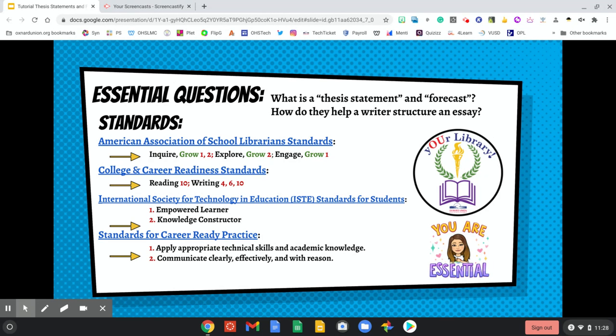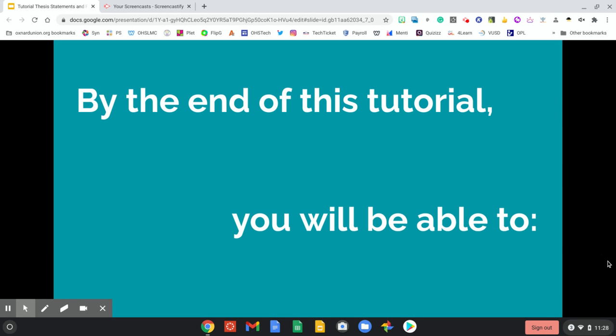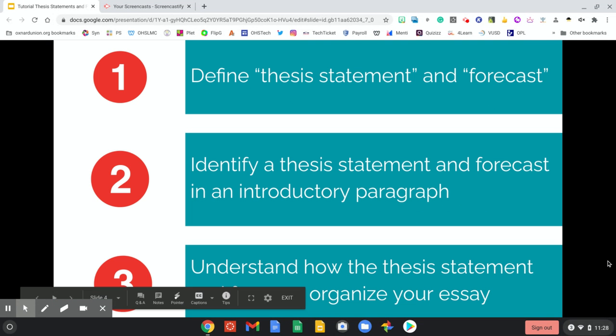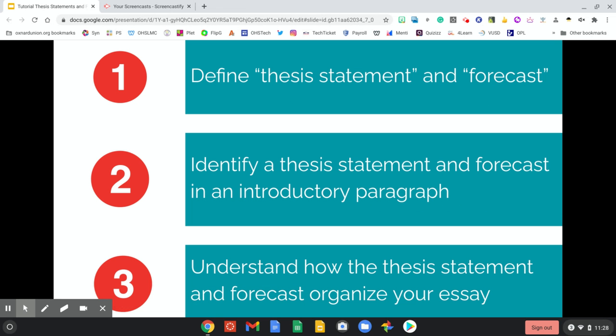The essential questions for this tutorial are: what is a thesis statement and forecast, and how do they help a writer structure an essay? The skills that you will learn in this tutorial meet multiple standards across the curriculum. By the end of this tutorial, you will be able to define thesis statement and forecast, identify a thesis statement and forecast in an introductory paragraph, and understand how the thesis statement and forecast organize your essay.